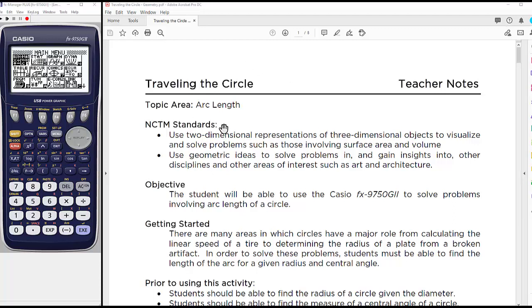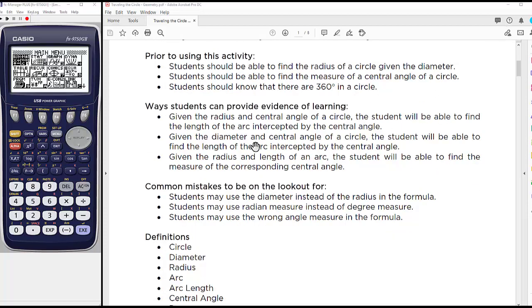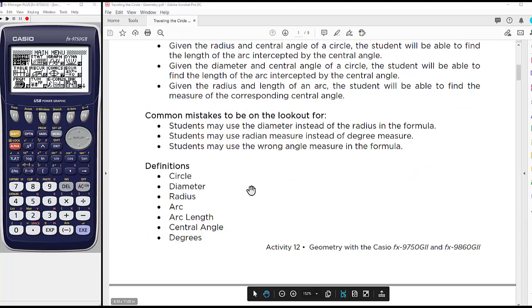So I'm using an activity from our geometry with the FX9750G2 workbook. It's called Traveling the Circle. And we're basically looking at arc length. So we're going to be using some formulas. We're going to be collecting some data. This whole activity has, as you can see here, standards, and some prior knowledge students need to know, circles. So you can look through that.